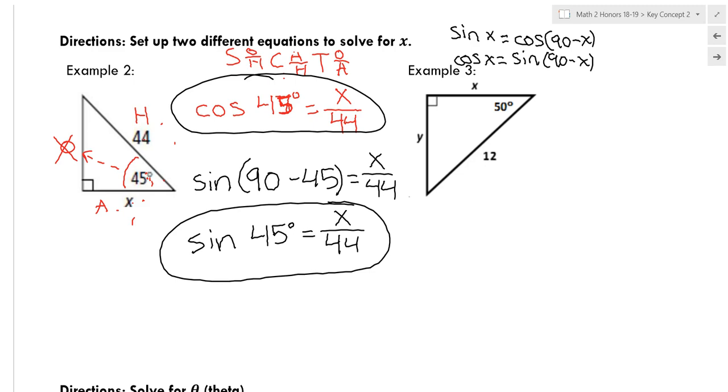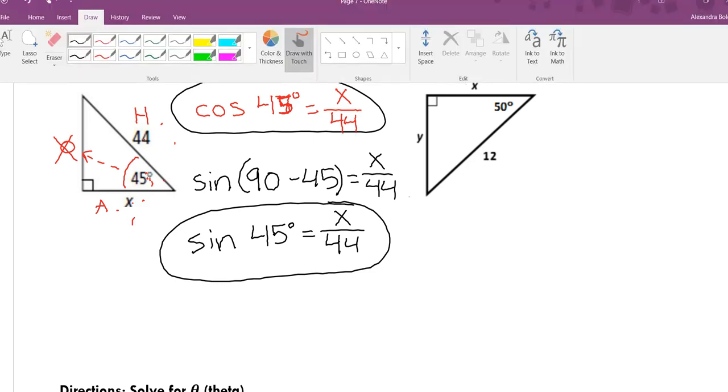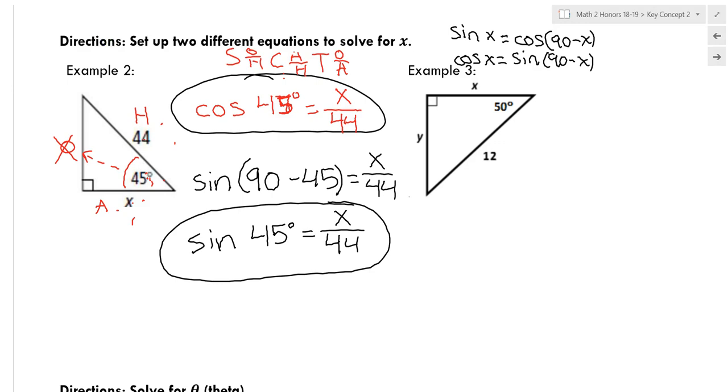For this next one, I'm going to set up two equations to solve for x, and two equations to solve for y. Okay, so starting with x. Here's my angle. So I have my hypotenuse, my opposite, and my adjacent side. Again, I'm not going to worry about y right now, so we're using A and H, so therefore we're using cosine. So cosine of 50 degrees equals x over 12. That is my first equation.